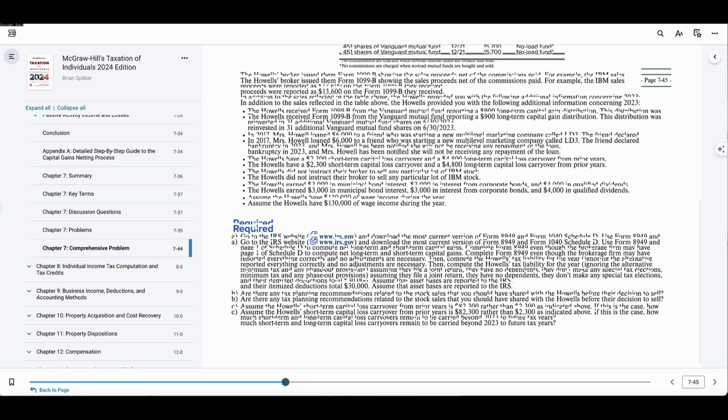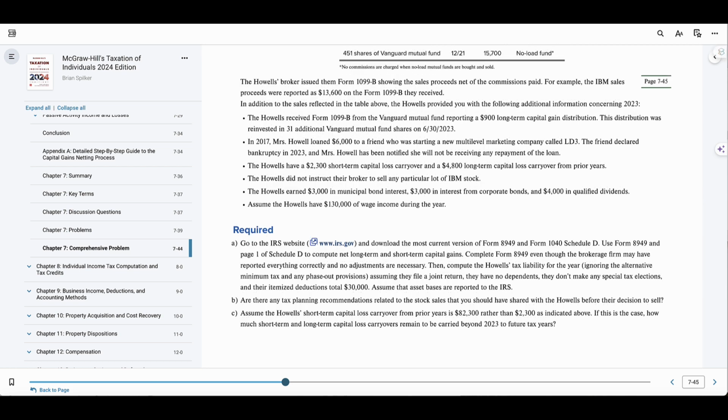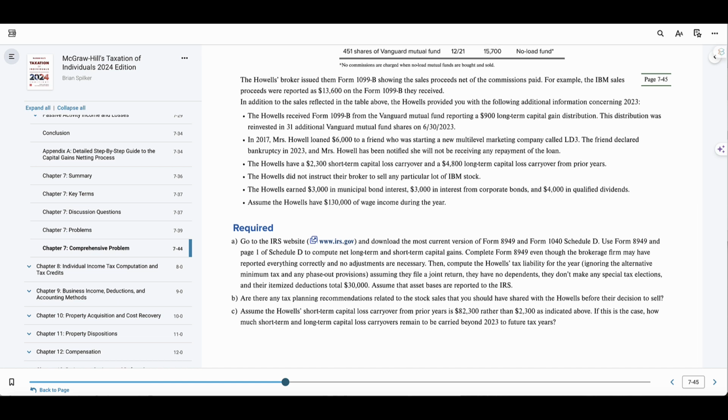For our tax form problems, we are only going to complete Part A and C. For Part A, you are going to have to get Form 8949 and Form 1040 Schedule D. These are actually in Connect for you. You're going to use Form 8949 and Part 1 of Schedule D to compute your net long-term and short-term capital gains. You're also going to complete Form 8949 even though the brokerage firm may have reported everything correctly and no adjustments are necessary.